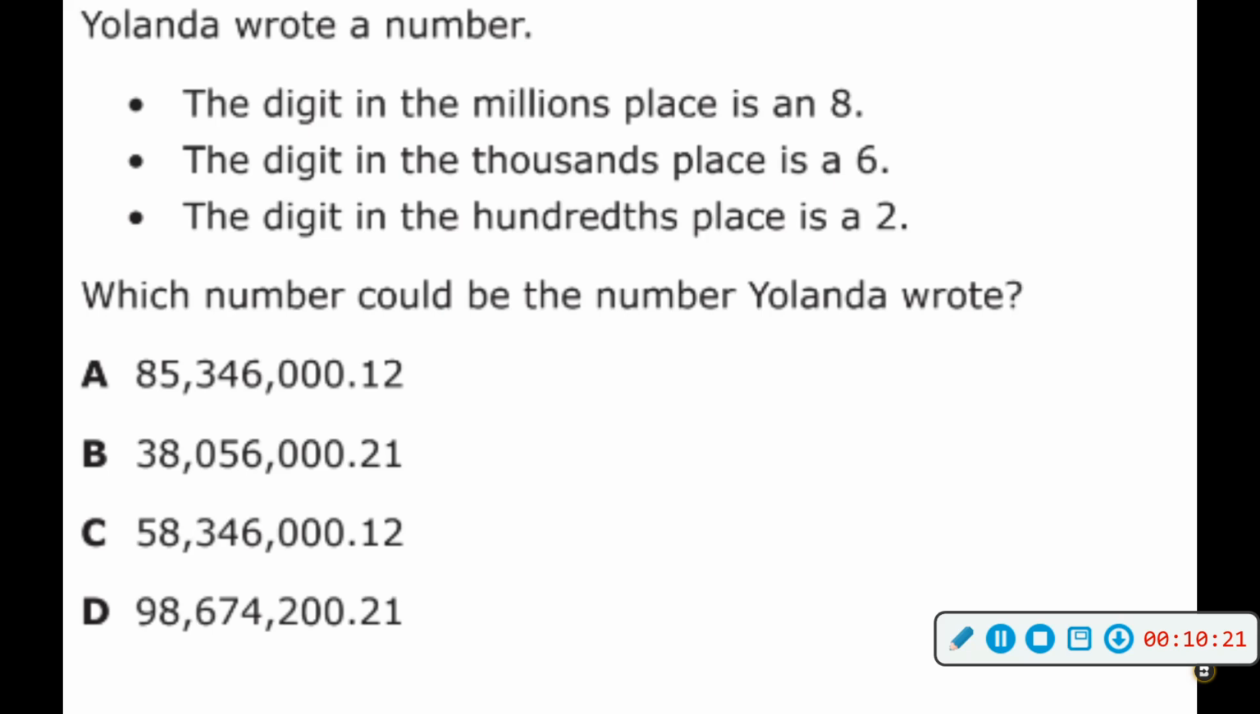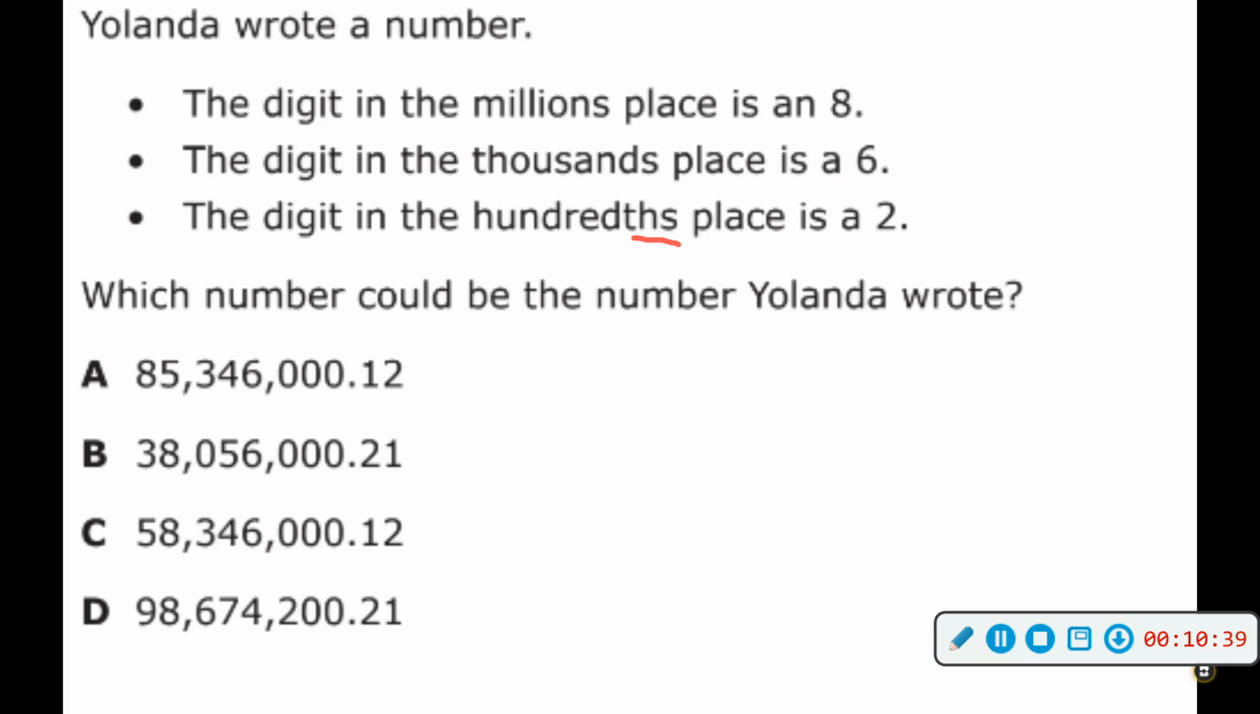Yolanda wrote a number. The digit in the millions place is 8. The digit in the thousands place is 6. And the digit in the hundredths place is a 2. Now we see that this is a decimal, so the hundredths is in the decimal place.